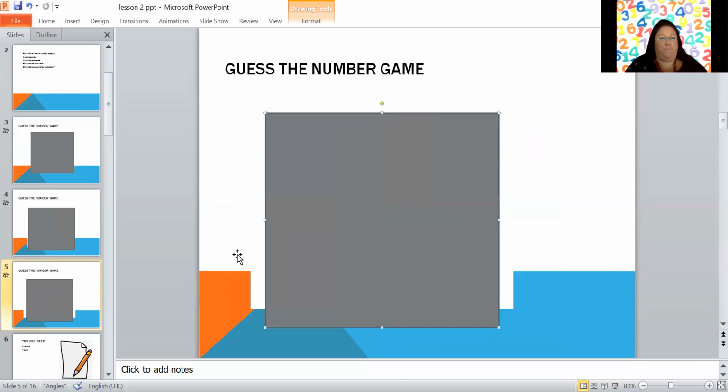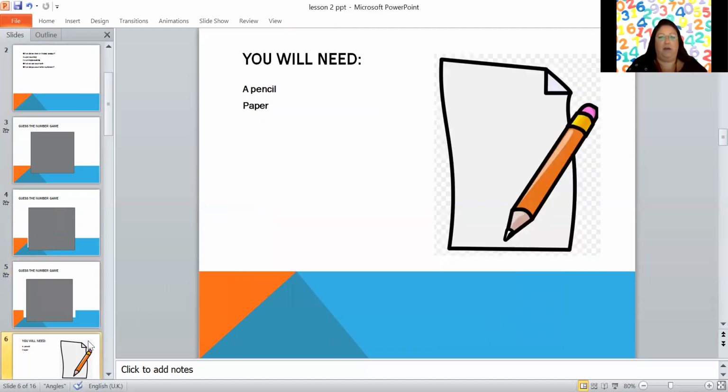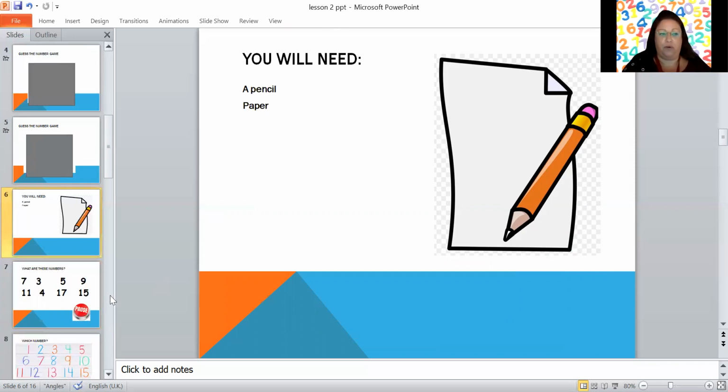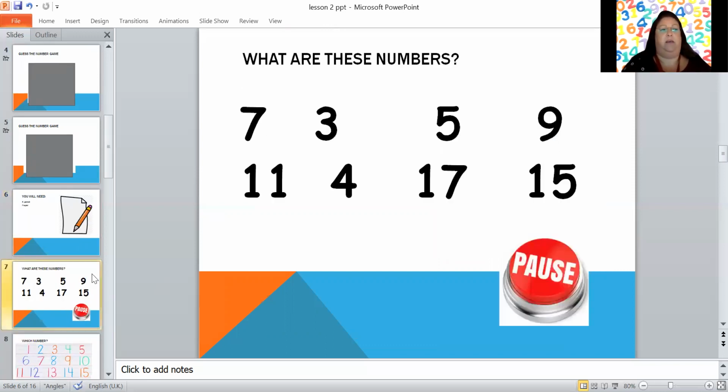Now we're going to move on. So today you are going to need a pencil and some paper. That's it. Just a pencil and some paper. If you haven't got that now, press pause and you can go and fetch it. So here we go. I'm going to give you a little easy job first. All you need to do is tell me these numbers. So you ready? What's this number? And remember, pause it if you need a bit more time to think.